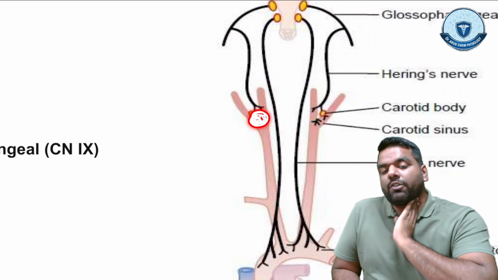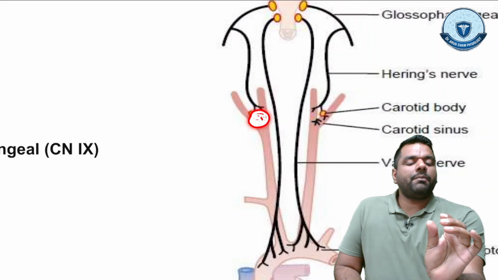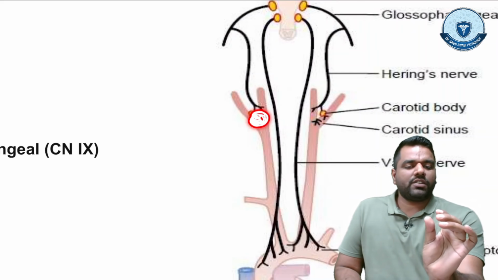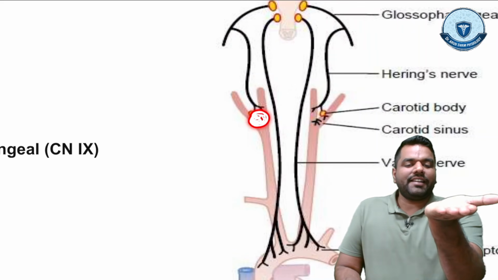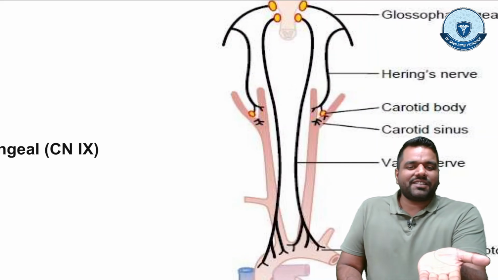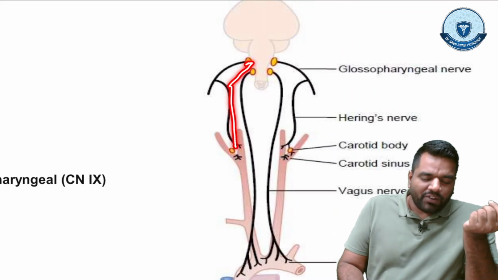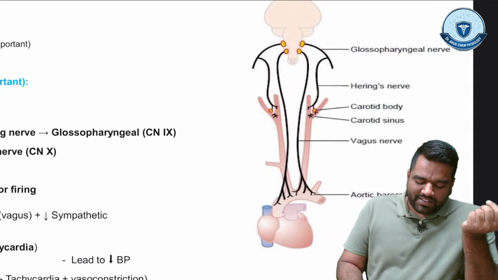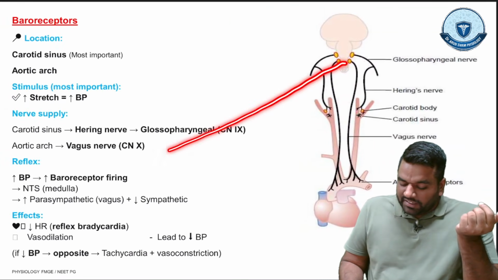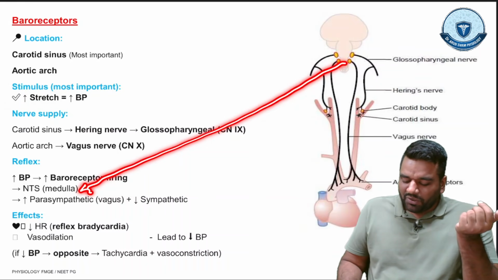If we are pushing this carotid area, the carotid artery will be compressed and the stretch on this carotid artery will increase. And if the carotid artery stretch increases, what will be happening, guys? This nerve will fire, it will go into the medulla and ultimately it will activate the parasympathetic, leading to decreased heart rate, decreased vasodilation.